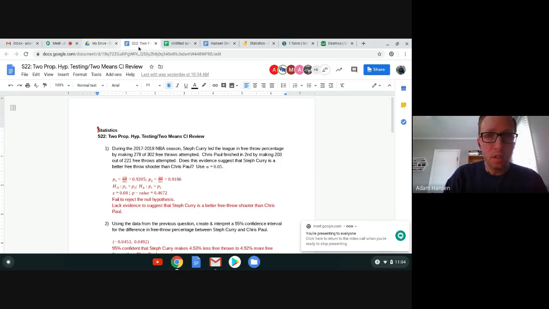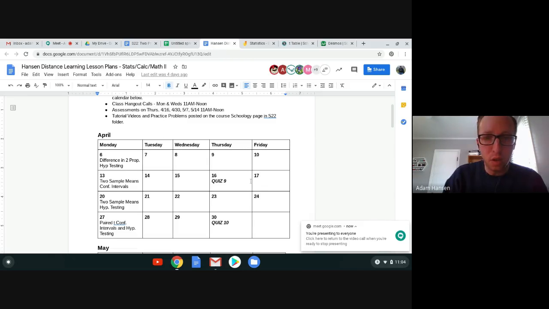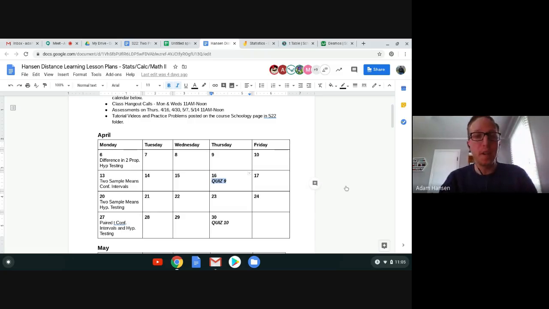Looking at our learning plan, our calendar here, just be aware that tomorrow I have a quiz planned. You should have gotten a review guide for that that I sent out earlier. It's going to cover hypothesis testing for the difference in two sample proportions and confidence intervals for the difference between two means. So we'll take a look at that tomorrow morning.